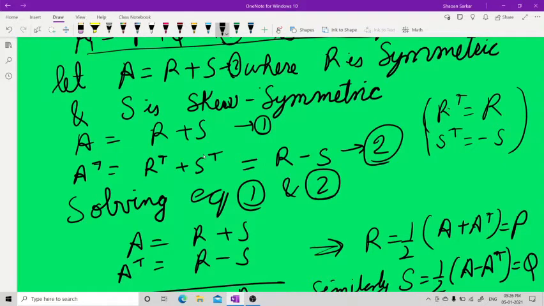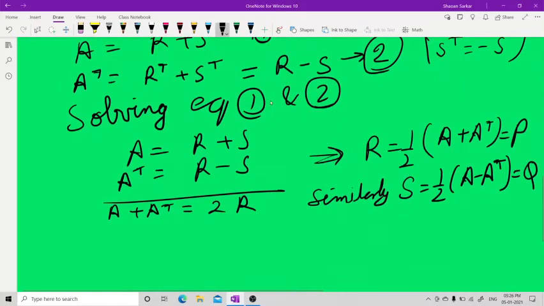Then I'll solve these two equations, solving 1 and 2 simultaneously. I'll get R as half A plus A transpose, which is P. Similarly, S I'll get as half A minus A transpose, which is Q. So the representation is unique.